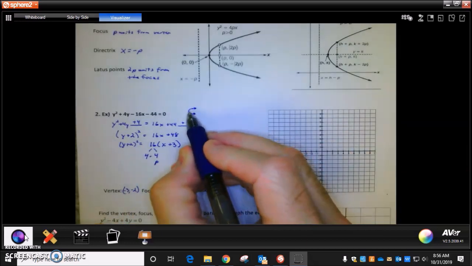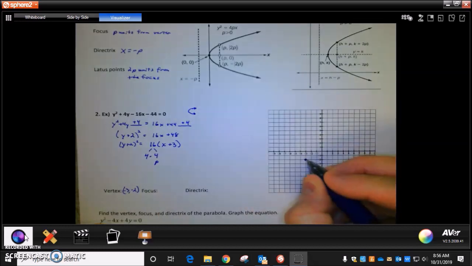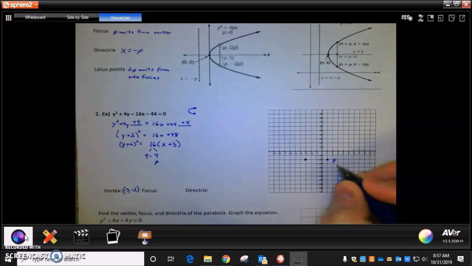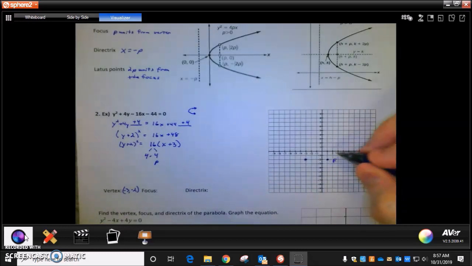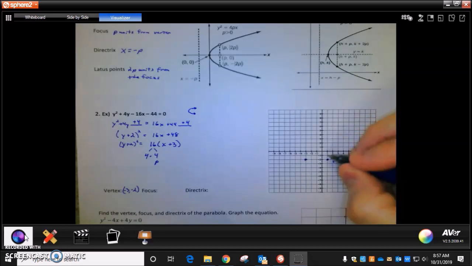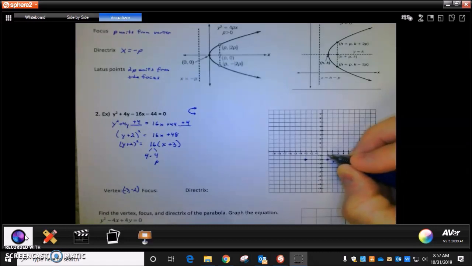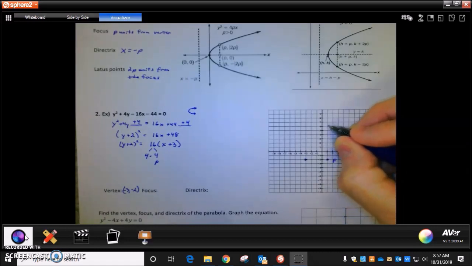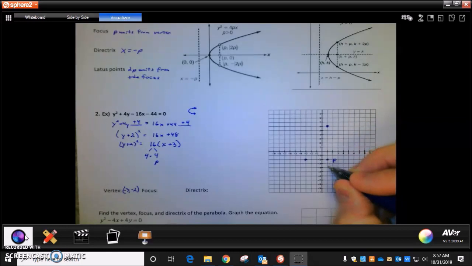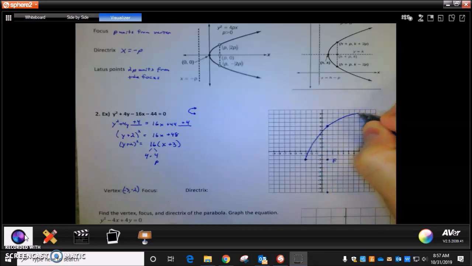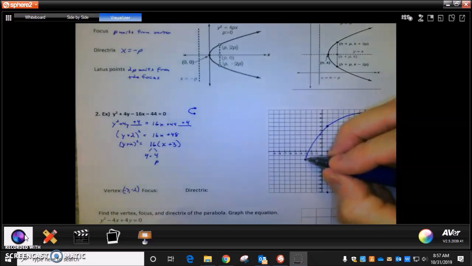So that's how we're going to move to find our focus. Remember, this is a horizontal, so we're going to move to the right. So we're going to move 1, 2, 3, 4. That's where our focus is. If I move 4 to get to my focus, we're now going to double that, and that's how much we're going to go up and down to find our lattice points. From the focus, don't go back here, from the focus, we're going to go up 1, 2, 3, 4, 5, 6, 7, 8. We're going to go down 1, 2, 3, 4, 5, 6, 7, 8. And this is going to be a really big, wide parabola.